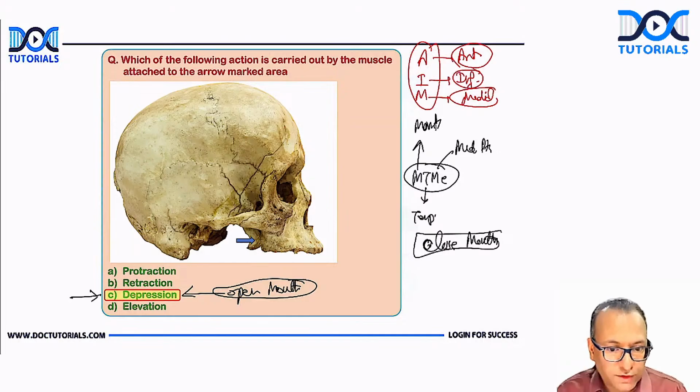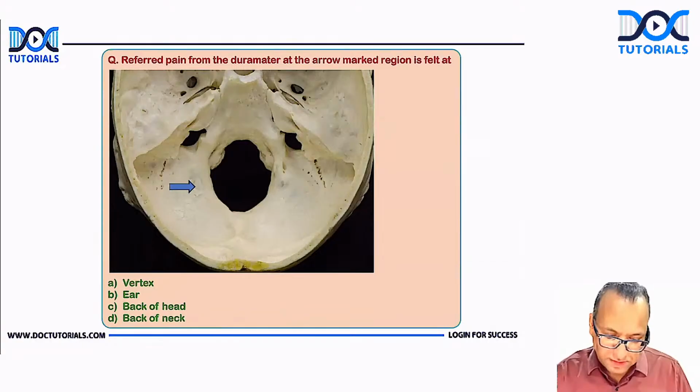Yes, correct: medial pterygoid, protraction, depression, and medial movement. That is correct. Ipsilateral deviation of tongue and jaw whenever there's a lesion of any nerve, maybe 5th nerve or 12th nerve. Yes, correct.